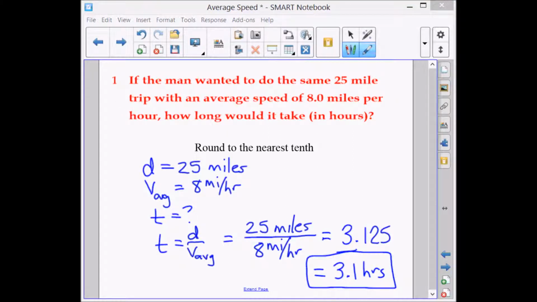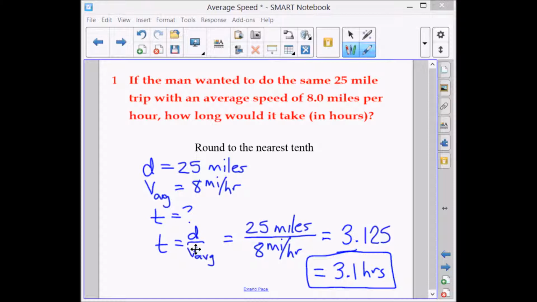Okay, I'm back. So, the correct answer here is 3.1 hours. Hopefully you got that right, but hopefully also your formatting looks very much like what I have right here. What I did is I wrote down the fact that he's going to travel 25 miles with an average velocity of 8 miles per hour. Now I'm looking for the time it takes for him to do that.